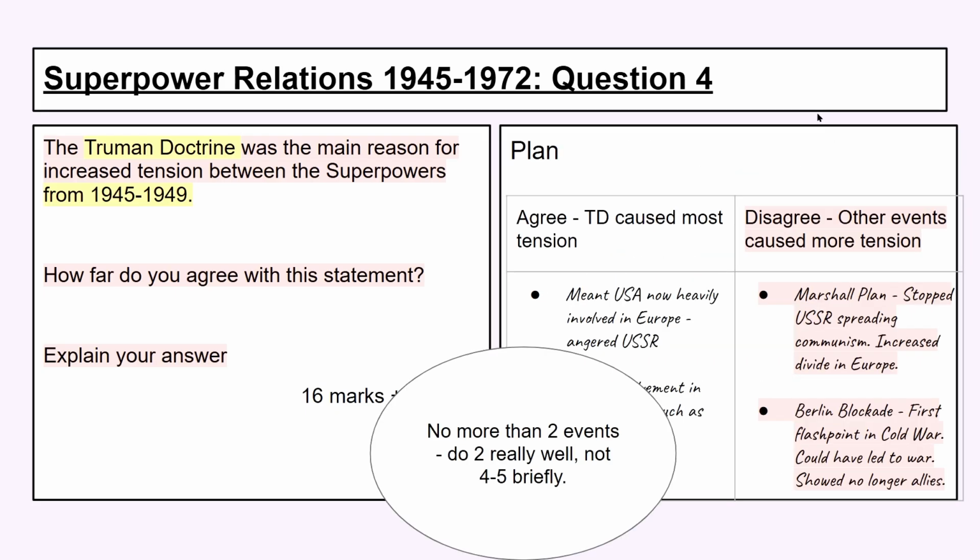And that's what we've got in our plan. We're going to talk about the disagree section. Now, as I said before, you might be tempted to talk about 4 or 5 ideas here. Don't do that. Just do 2 events really well. The examiners are looking for 2 events in detail maximum. You don't have time to do a lot of events and you'll do them too briefly.